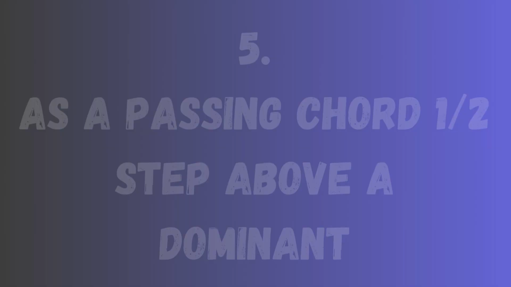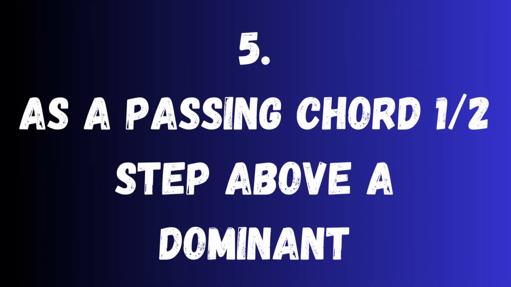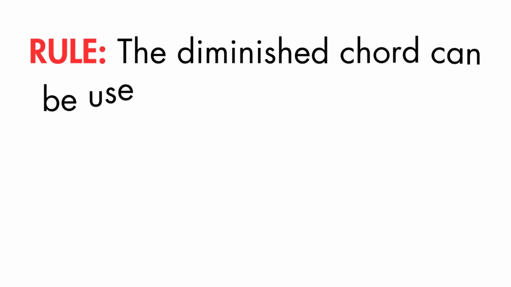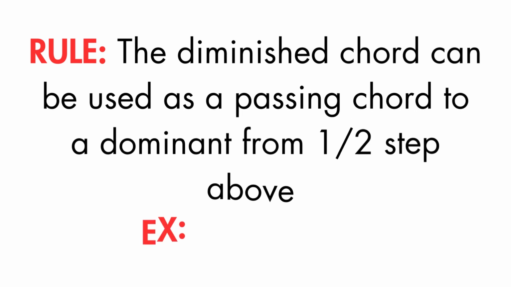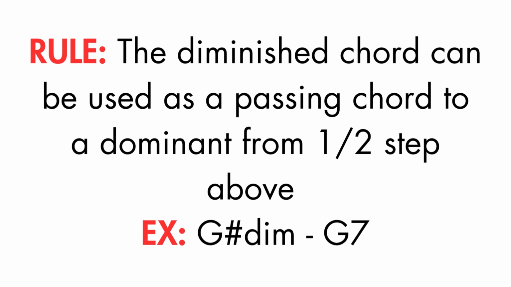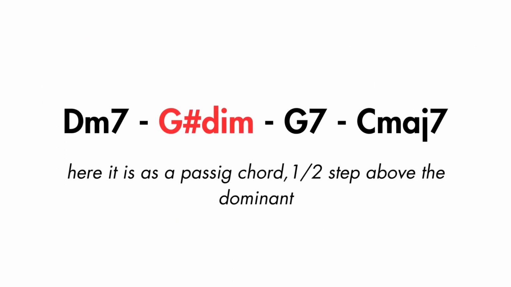Okay? Now, it can be used as a passing chord a half step above a dominant. So here's the rule. The diminished chord can be used as a passing chord to a dominant from a half step above. So a G sharp diminished to a G7. Here's an example here. D minor 7 to G sharp diminished to G7 to C major 7. Here it is as a passing chord, 1/2 step above the dominant.